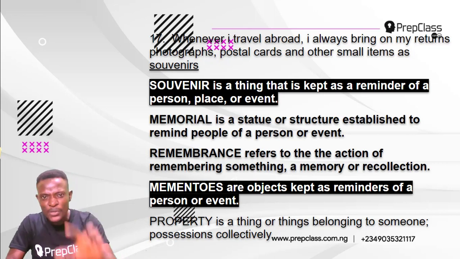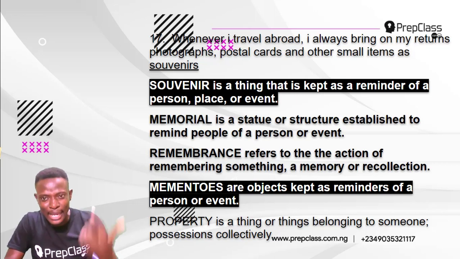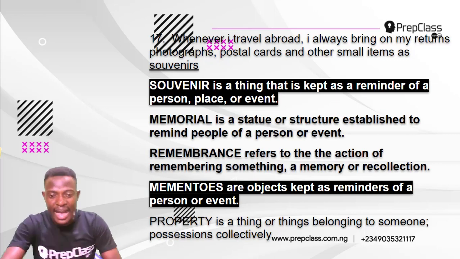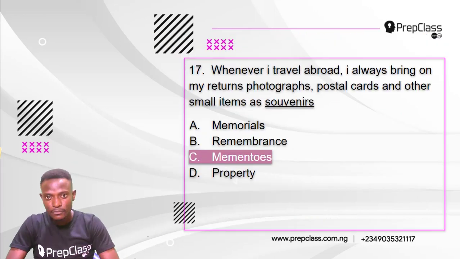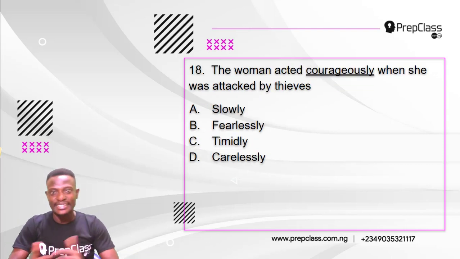So, looking at the options we have, the nearest in meaning to souvenirs is mementos. A souvenir is a thing that is kept as a reminder of a person, place, or event. Mementos are objects kept as reminders of a person or event. So, the answer to this question is option C. Whenever I travel abroad, I always bring on my return photographs, postal cards, and other small items as souvenirs, as mementos. Right. Moving on, question 18.